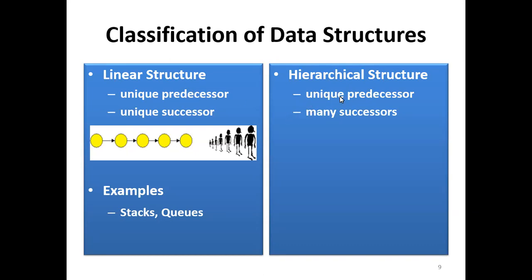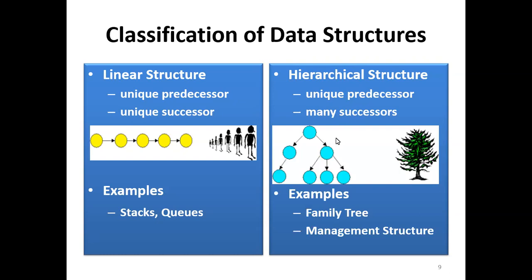Then the next one is the hierarchical data structure. This has a unique predecessor, but many successors. It's just like the family tree, where you can have a father, who gives birth to a son, and that son can have more than one child. Or in an organization's management structure, where you have the head, and under the head, you have a lot of people working in different fields.